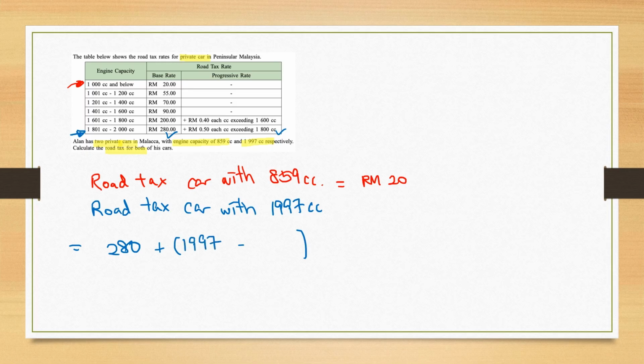1977 cc minus 1800 cc. There you go. And then you time all that amount by, as you can see here, your 50 cents, or technically 0.5. This is not plus 0.5. This is not plus 50 cents, by the way. It's times based on the tax rate amount, progressive rate amount. So in this scenario, 50 cents is equal to 50%.